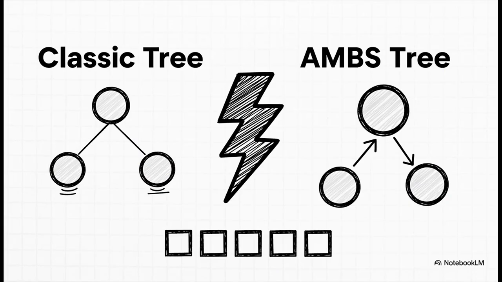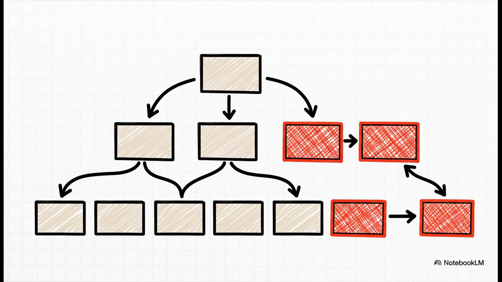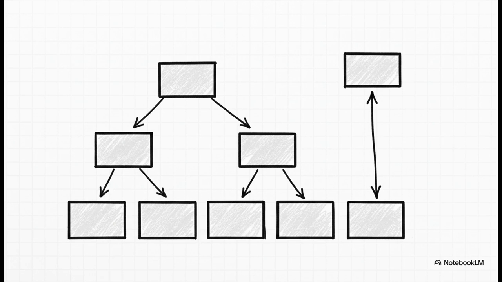All right, let's put this to the test. We're going to do a head-to-head showdown with 5 data items. Okay, with the classic tree, you have to duplicate the 5th item. Then you have to duplicate again later on. Now, check out the AMBS approach. That 5th item is just promoted. So clean, no duplication needed.